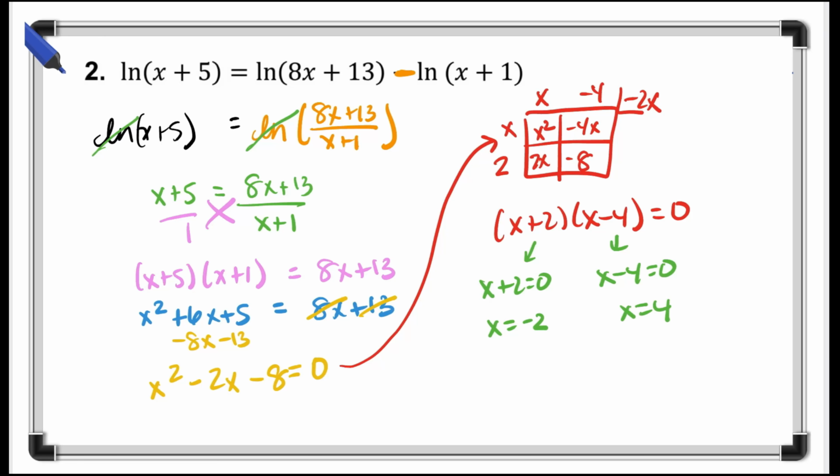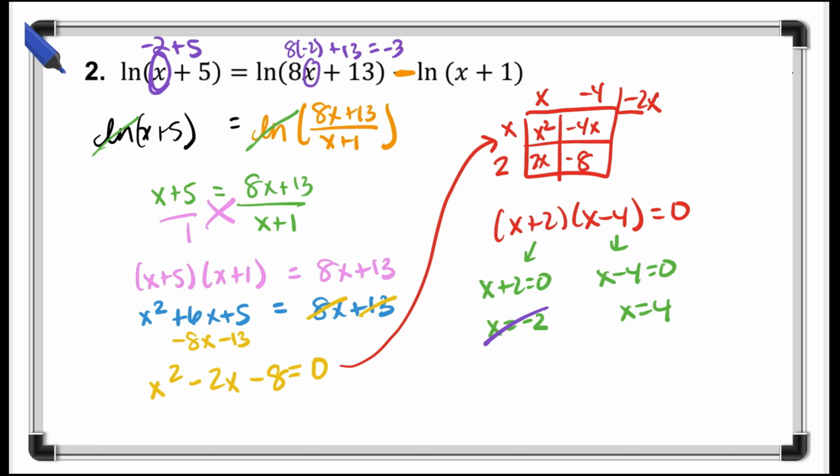Now you will need to check. You'll have to substitute your answers for x and see if they actually work in all your arguments. Remember, you cannot have a 0 or negative number. So if I take negative 2 and plug it in for one of my arguments, negative 2 plus 5, okay, that works. That's 3. If I take negative 2 and plug it in for x here, that gets me negative 16 plus 13, which is a negative 3. So that does not work.